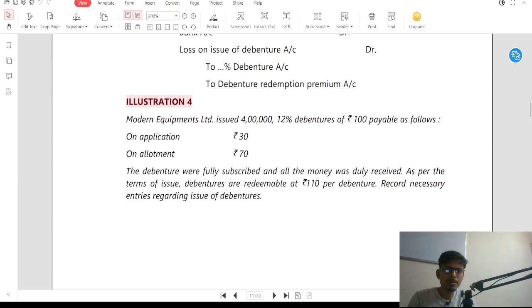Just see here the sums. Take half a minute and let's go through the sum first. Application 30, allotment 70. But remember, the amount of premium will be 10 rupees because it's the renewal at rupees 110. So loss will be 10 rupees on that. So 4 lakh into 10 is 40 lakh rupees will be the loss on issue of debenture.